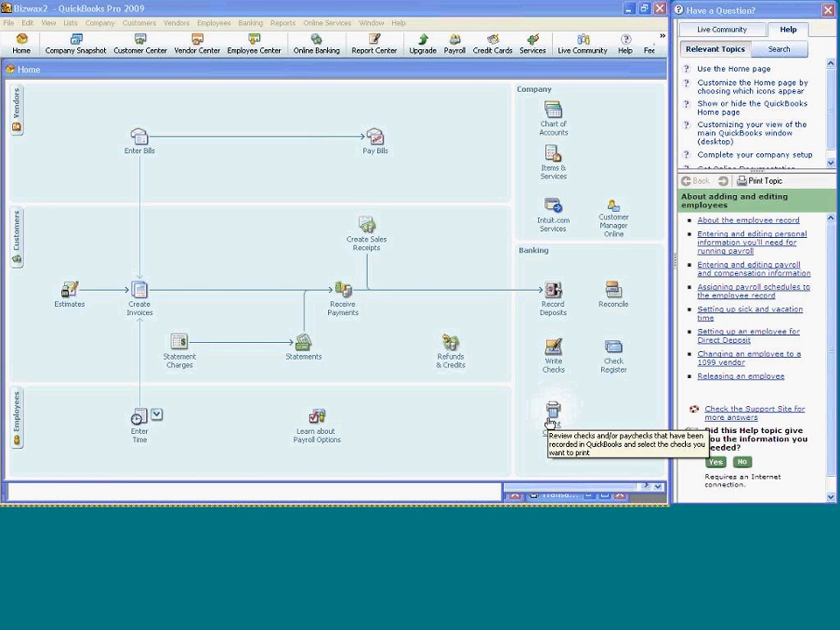So again, we have the standard checks that we're printing for the customers, and then the other sorts of checks that we're printing out are the payroll checks that we're printing out to our payroll vendor.